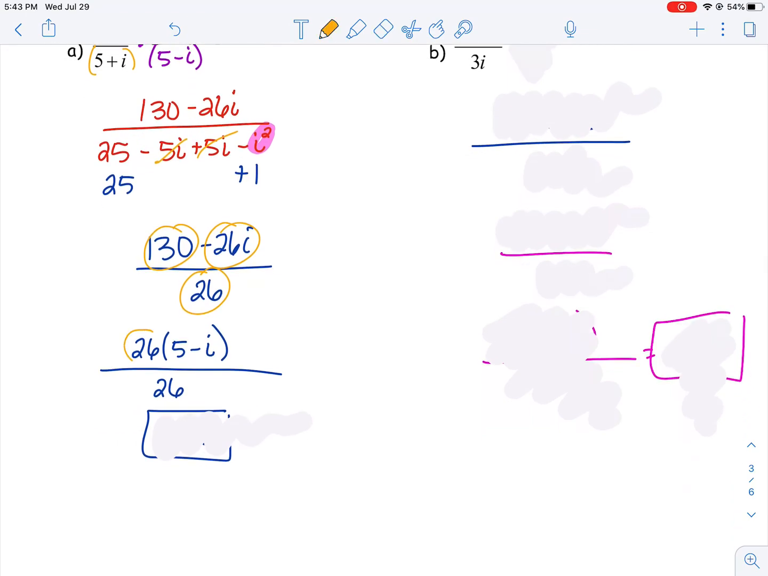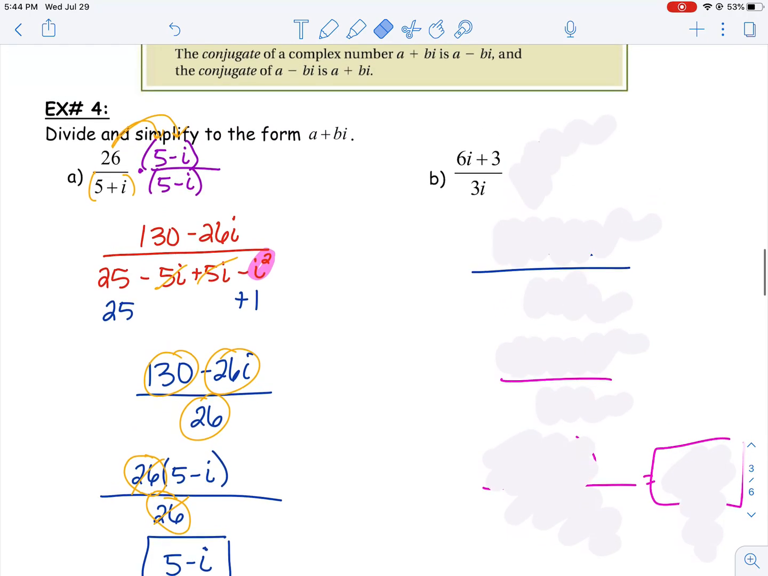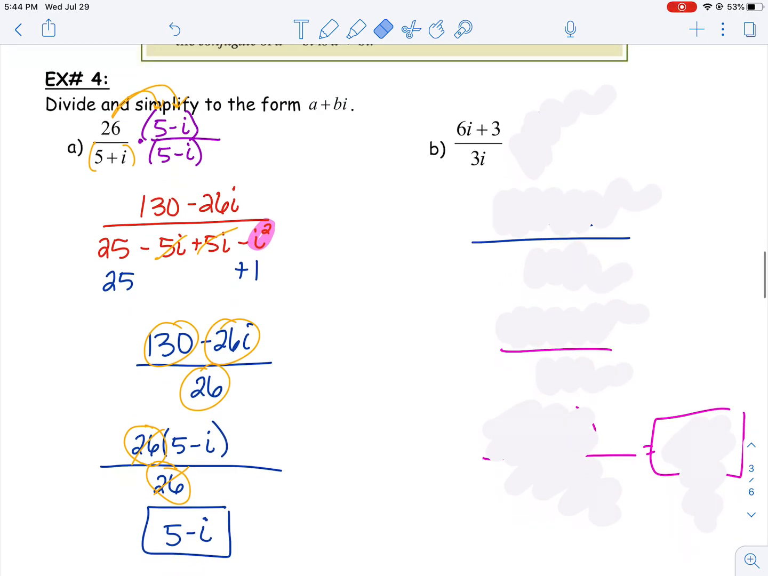So what do you notice? Well, you notice now that there's a factor of 26 on the top and a factor of 26 on the bottom. We're not connected with plus or minus signs, but they're just being multiplied. So I can reduce by 26. I can reduce my numerator by 26 and my denominator by 26, leaving me with a final simplified answer of 5 minus 1i. No denominator, right? So no i's in the bottom. And that was my goal.